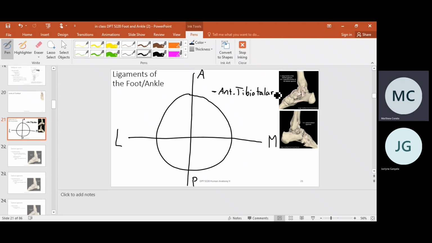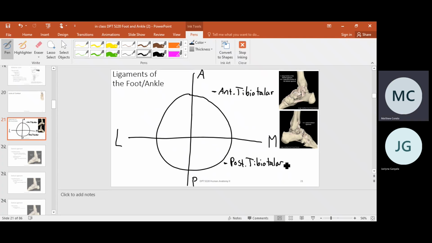And if anterior tibio-talar is in the anterior compartment, then, my gosh, I'm going to have the posterior tibio-talar in the posterior compartment. Now, here's the other thing we need to think about. We need to think about not only the location of these, but like I said earlier, what motion or motions these ligaments are going to prevent.